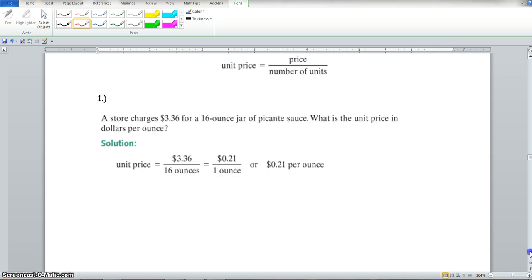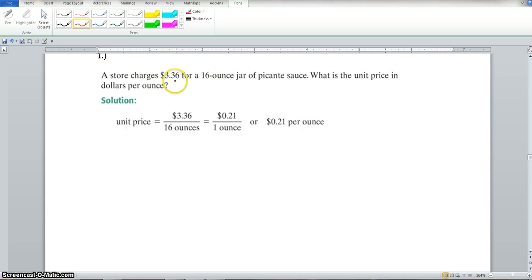Now we have number 1. A store charges $3.36 for a 16-ounce jar of picante sauce. What is the unit price in dollars per ounce? So we'll take $3.36 divided by 16 ounces. Now, when we simplify this, this will give us 21 cents per 1 ounce. So we will write this as 21 cents per ounce.